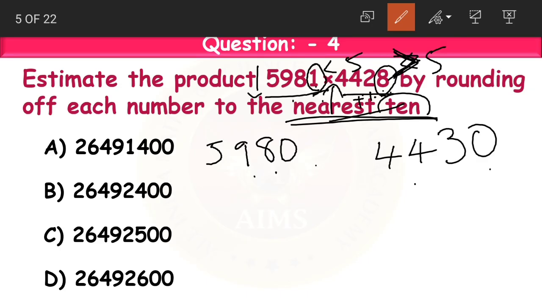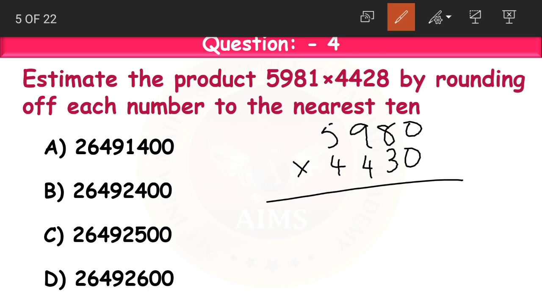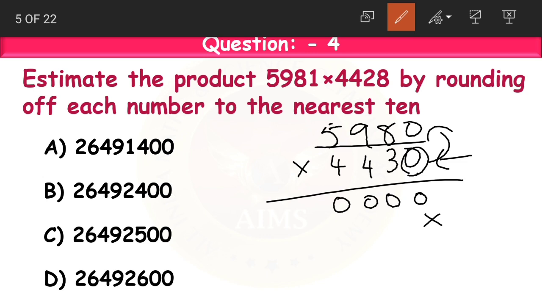Now what should we do? We should multiply both the numbers. I'll write it here neatly. 5980 into 4430. Now the multiplication. First, how do we start multiplying? We'll start multiplying with 0, right? 0 into anything gives us 0 only. There are 4 numbers here, so I'm simply putting up 4 zeros. Now coming to the next number 3. 3 zeros are 0. 3 8s are 24, 2 carried and 4 written. 3 9s are 27.